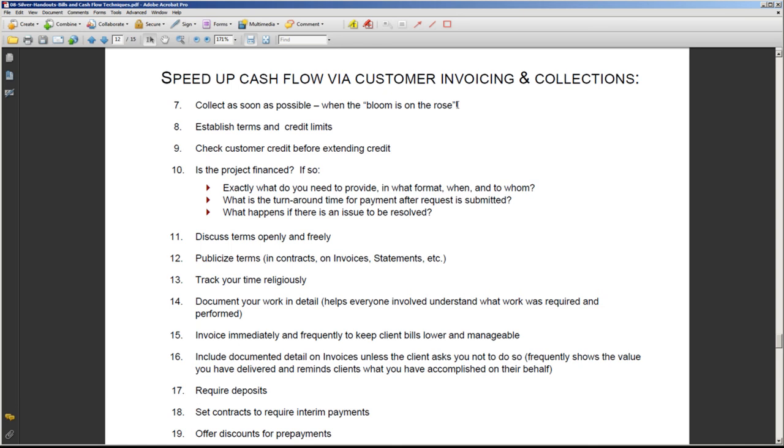And it's just been proven year after year. It's a major knowledge in the banking industry and the lending industry. The longer and older a receivable is, the less likely you are to collect on it. So try to get that money as early as you can in the process. How? You establish terms and credit limits. You check customer credit before you extend credit.